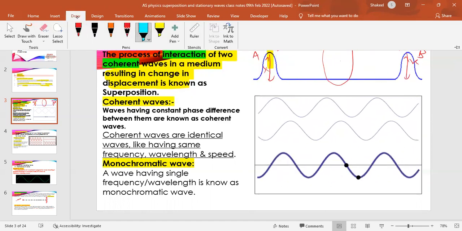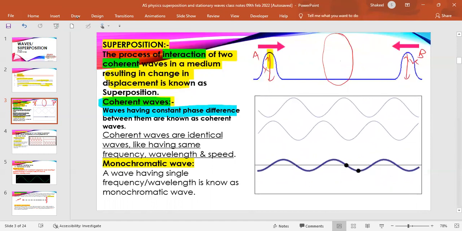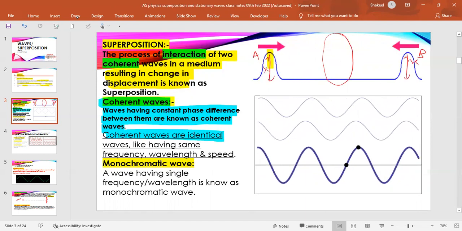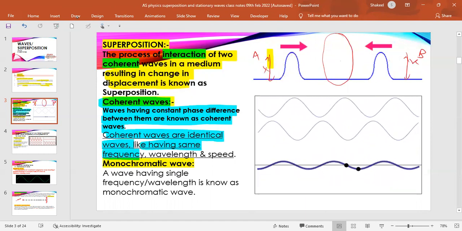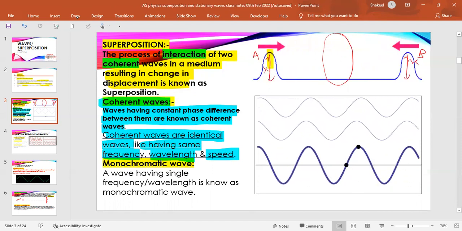Now, what is this coherent? What are the coherent waves? Coherent waves are the waves having constant phase difference between them at all the points. So the coherent waves are actually the identical waves, like they have the same frequency, they have the same wavelength, and they have the same speed, but their amplitude can be different.